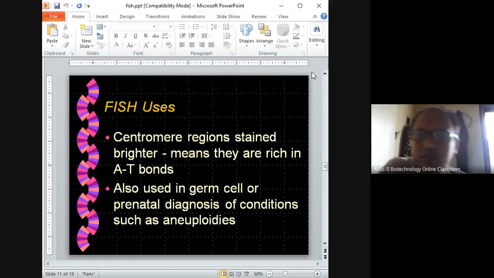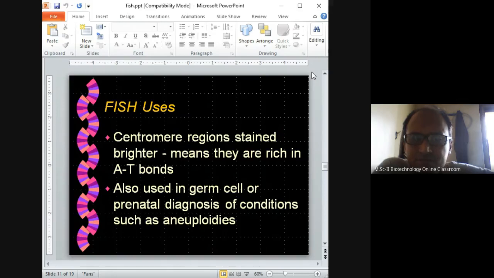So, in the staining procedures, the centromere regions are stained with a brighter region, meaning they are AT rich, and it is also used in germ cells and prenatal diagnosis, such as for aneuploidies. म्हणजे prenatal diagnosis म्हणजे what we can say, before birth the diagnosis is done. म्हणजे आपण जेंडर डायग्नोसिस करतात, बरोबर आहे, माहित आहे. Now it has been banned, but this is done.